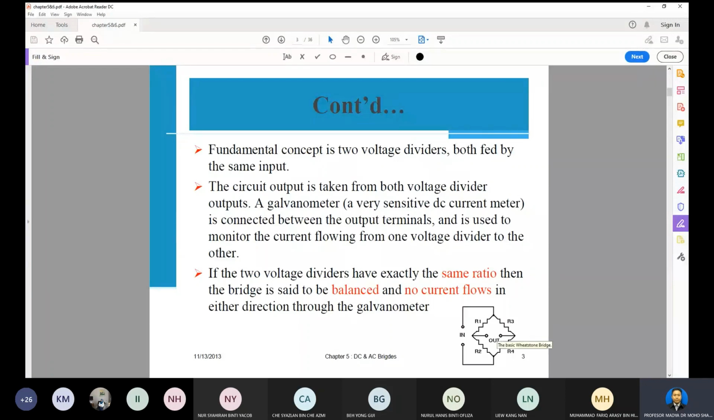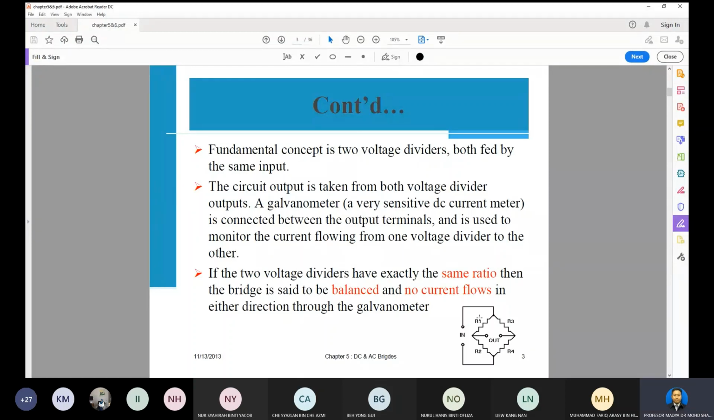But if this is a balanced circuit, the null indicator will show zero. If the two voltage dividers have exactly the same ratio, that means the voltages across R1 and R3 will be the same, and R2 and R4 will be the same. That means the bridge is balanced, and no current flows in either direction through the galvanometer.